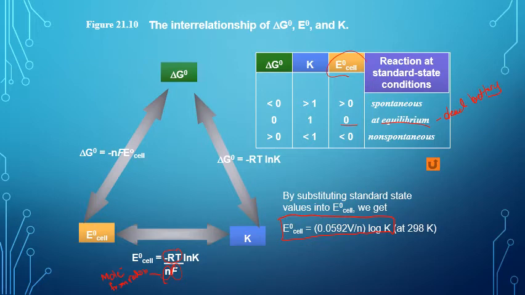And finally, if I have a delta G greater than 0, then my K would be less than 1 because I would have a reactant favored process, and my Ecell would be less than 0. I'd have a negative value, so in order to get that battery to work, that would have to be an electrolytic cell.